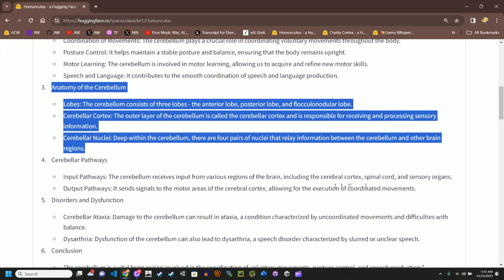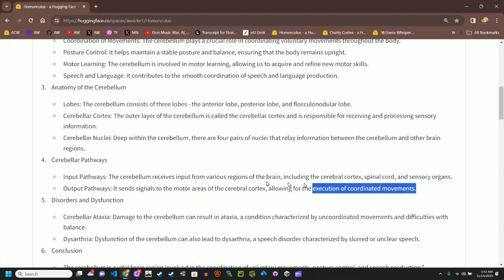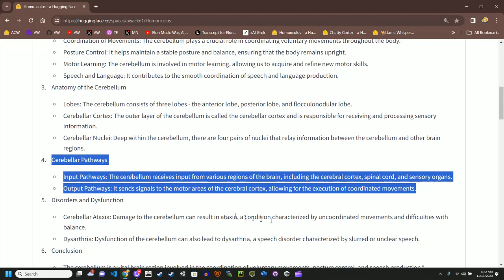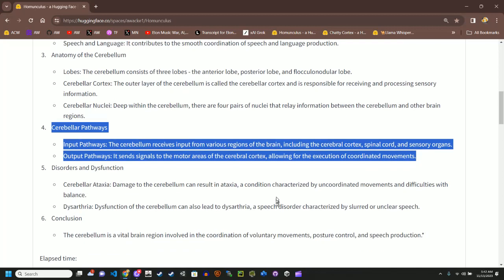4. Cerebellar pathways. Input pathways. The cerebellum receives input from various regions of the brain, including the cerebral cortex, spinal cord, and sensory organs. Output pathways. It sends signals to the motor areas of the cerebral cortex, allowing for the execution of coordinated movements.